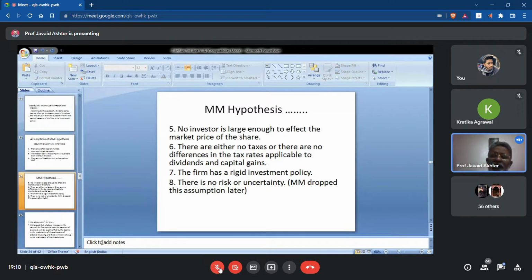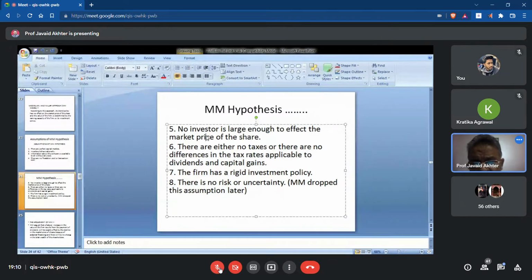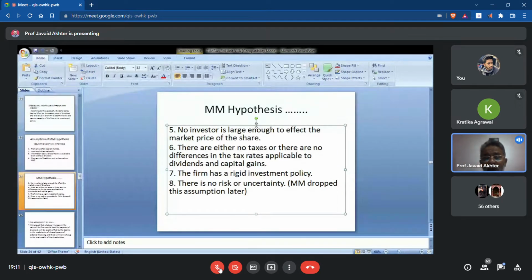Further, the 4 I listed there. There are more: that no investor is large enough to affect the market price of the share. Is this clear? They say this is their assumption. A single investor cannot influence the market price.